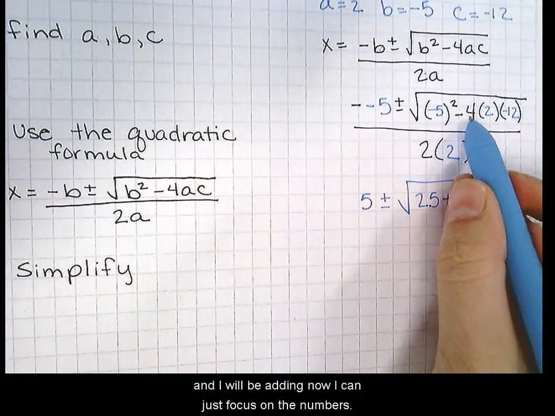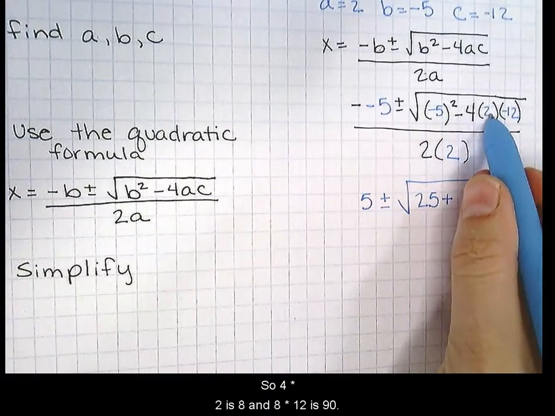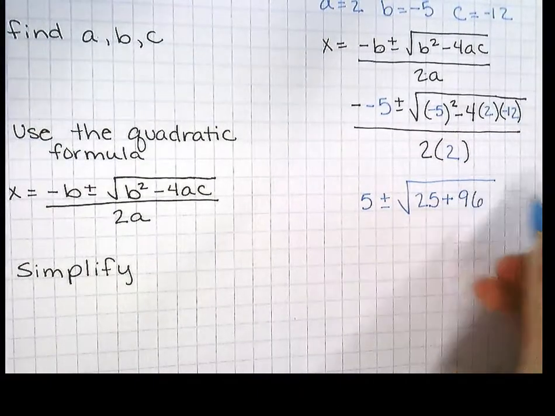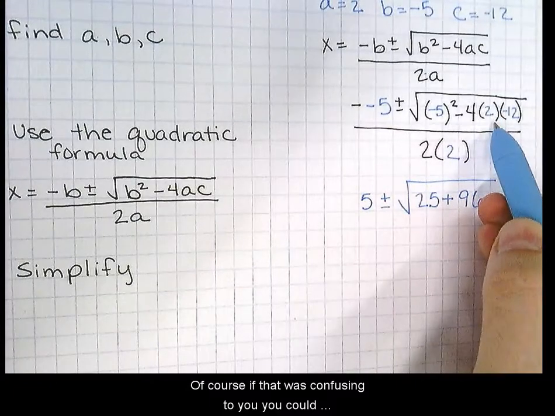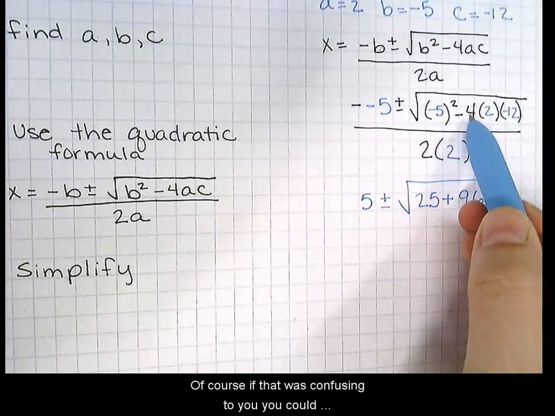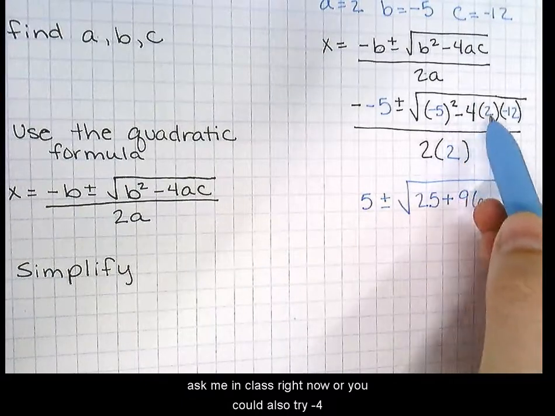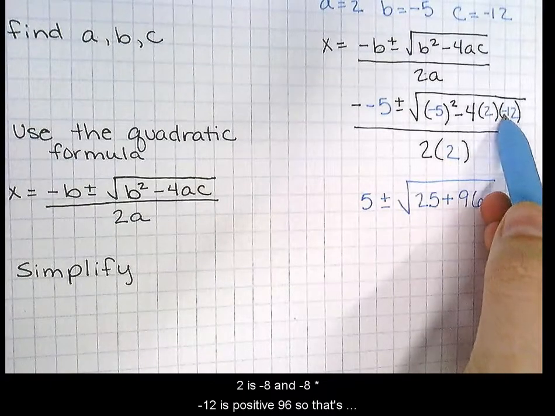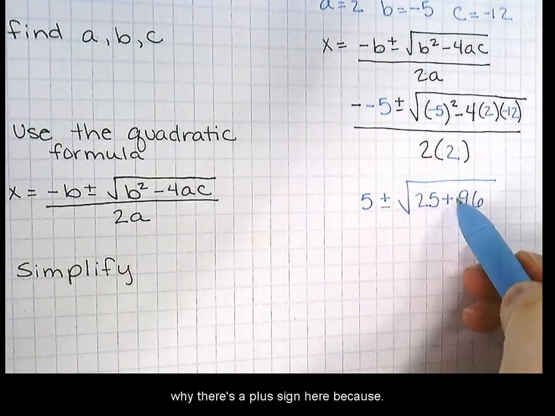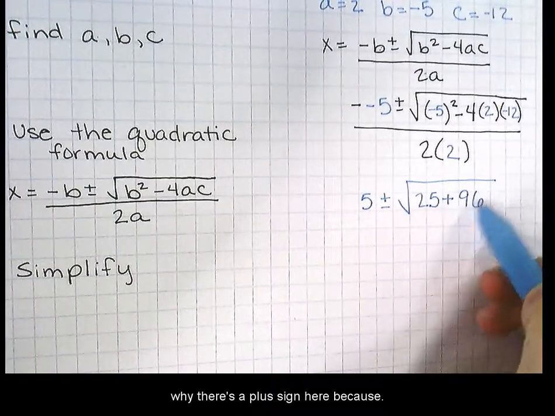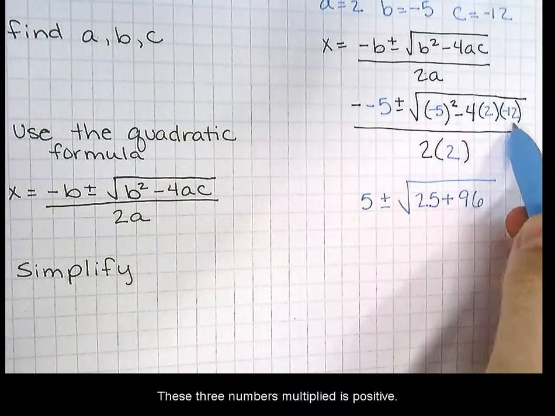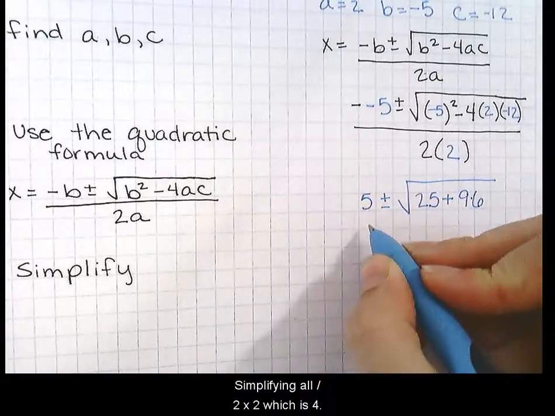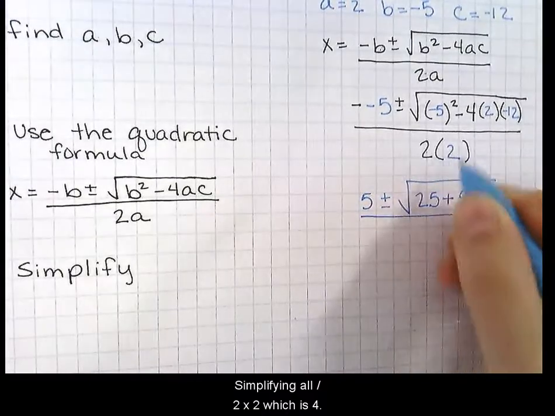Now I can just focus on the numbers. So 4 times 2 is 8, and 8 times 12 is 96. Of course, if that was confusing to you, you could ask me in class right now, or you could also try negative 4 times 2 is negative 8, and negative 8 times negative 12 is positive 96. So that's why there's a plus sign here, because these three numbers multiplied is positive 96. Okay, back to simplifying. All divided by 2 times 2, which is 4.